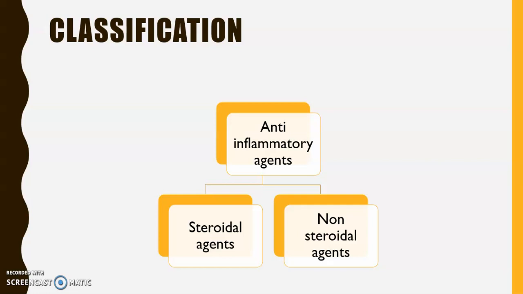So let us see the classification of anti-inflammatory agents. They are divided as steroidal agents and non-steroidal agents. Steroidal agents include corticosteroids which contain a steroid ring. You know about the steroid ring. And non-steroidal agents do not contain any steroid ring. It includes NSAIDs.